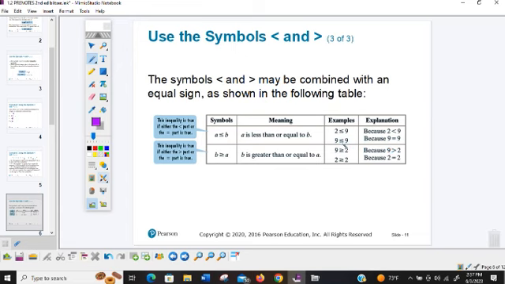Okay, there's an or in there. 9 is greater than or equal to 2 because 9 is greater than 2. 2 is greater than or equal to 2 because 2 equals 2. So when you see the equal underneath, that means it can also equal.